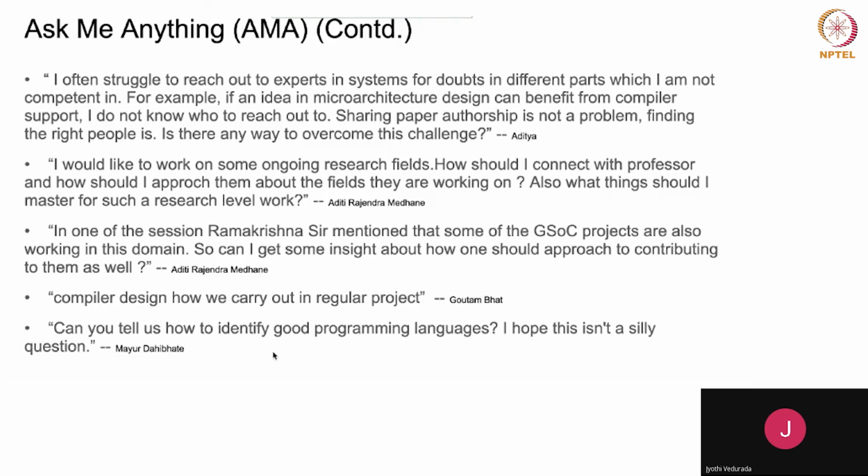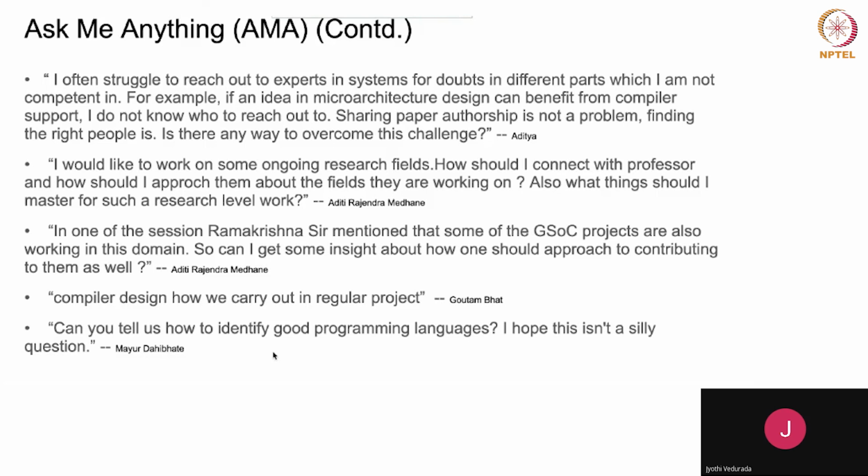So it says compiler design, how we carry out in regular project. So is it similar to what Uday sir was asking, like that you can go and see the pointers on these courses that are happening in different IITs to start with, or is there anything more you want to listen to?